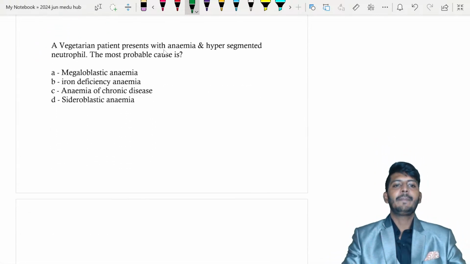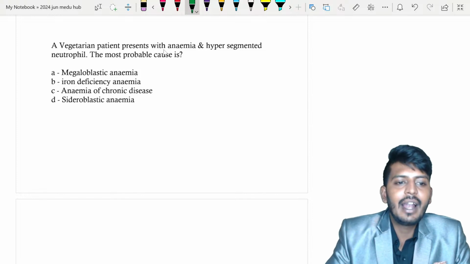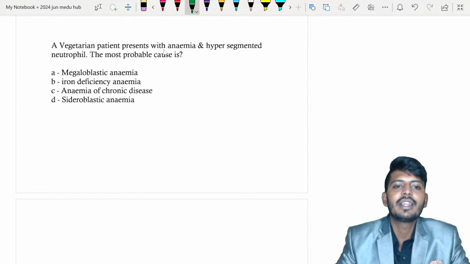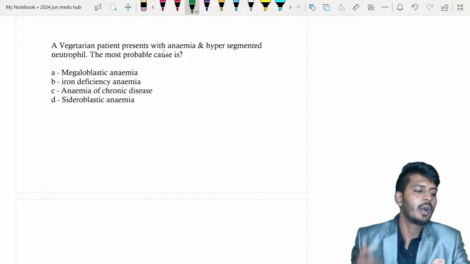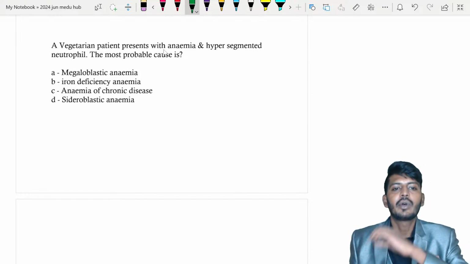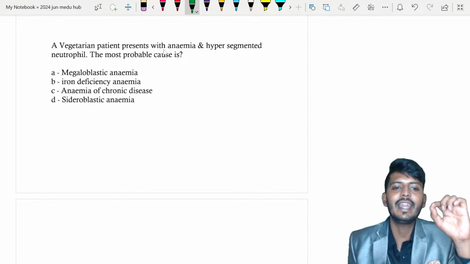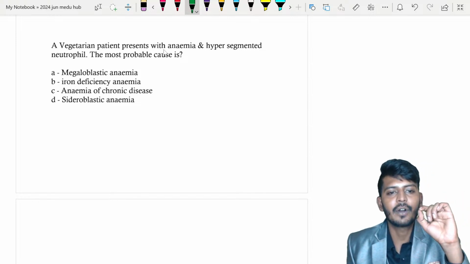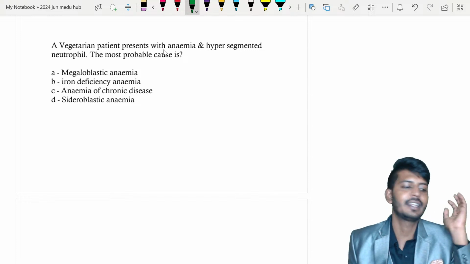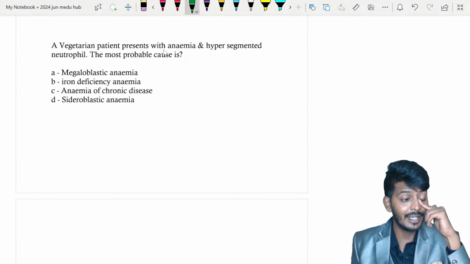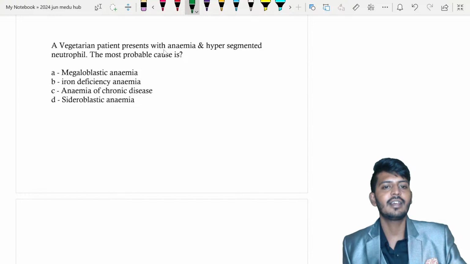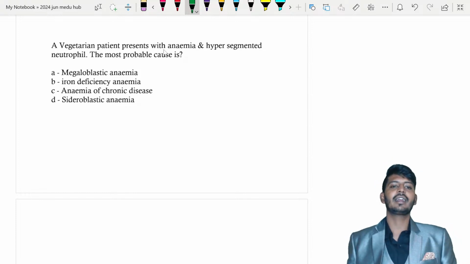A vegetarian patient presents with anemia and hypersegmented neutrophils. What is the most probable cause? The options include option A, megaloblastic anemia, option B, iron deficiency anemia, anemia of chronic disease, and sideroblastic anemia. What is that? Sideroblastic anemia. So let's see what the answer is. Come on, tell me the answer quickly. What are all the clinical features?